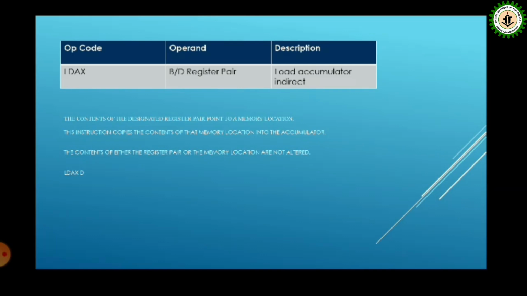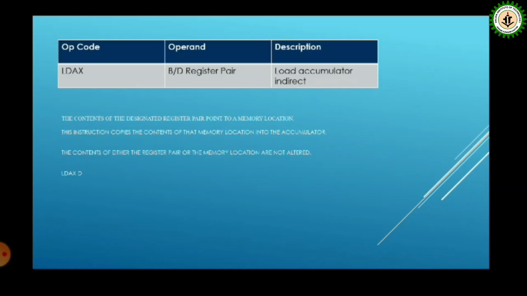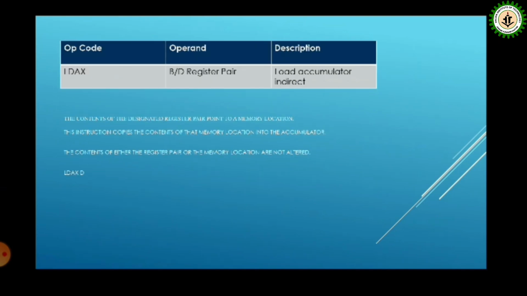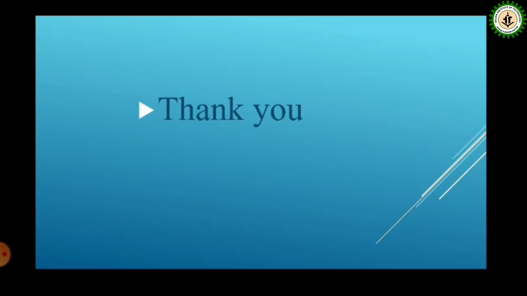LDAX B register, it is the indirect instruction. The LDA instruction is a 3-byte instruction. LDAX B or D: the BC register pair will point to a particular memory location, or the DE register pair will point to a particular memory location. After that instruction, that content will be copied to the accumulator. It is a 1-byte instruction.